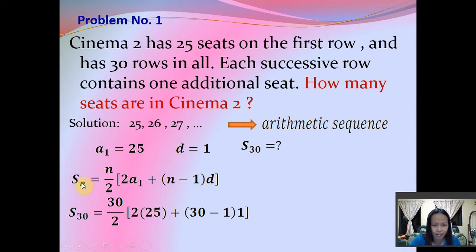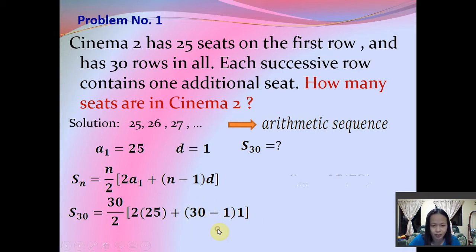And our n here is 30. Okay, there are 30 rows that we are talking about for this problem. So we have S sub 30 is equal to 30 divided by 2, multiplied by 2 times our first term, 25, plus 30 minus 1 times our common difference, 1. Here we simply substitute the given information in our problem.